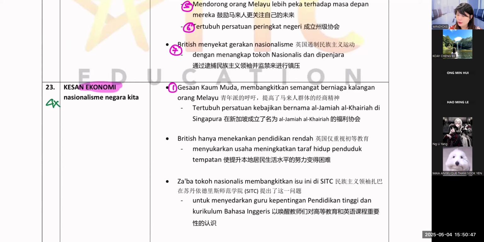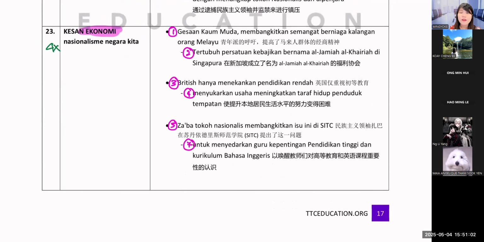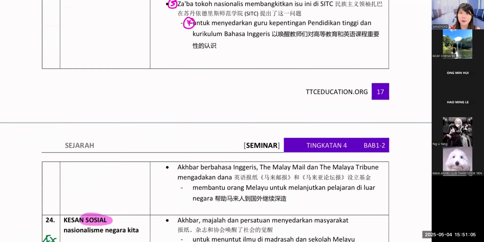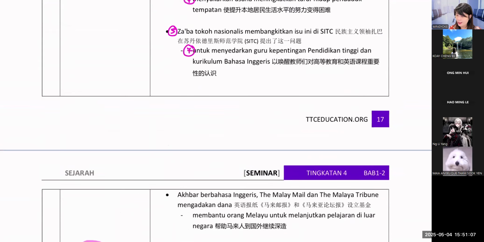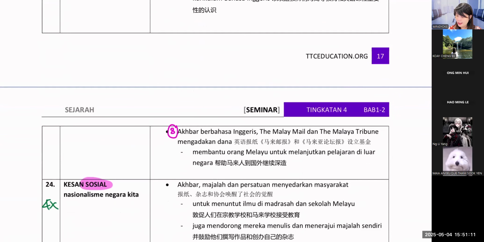We have Kaum Muda, tertubuh kebajikan Al Jamia Al Khairiyah. And then British only focus on primary, so it's difficult. So Zaba raised this issue in SITC to give awareness about the importance of higher education, English curriculum. And then after that, English newspaper. Finally, collect funds. And they go overseas to study.